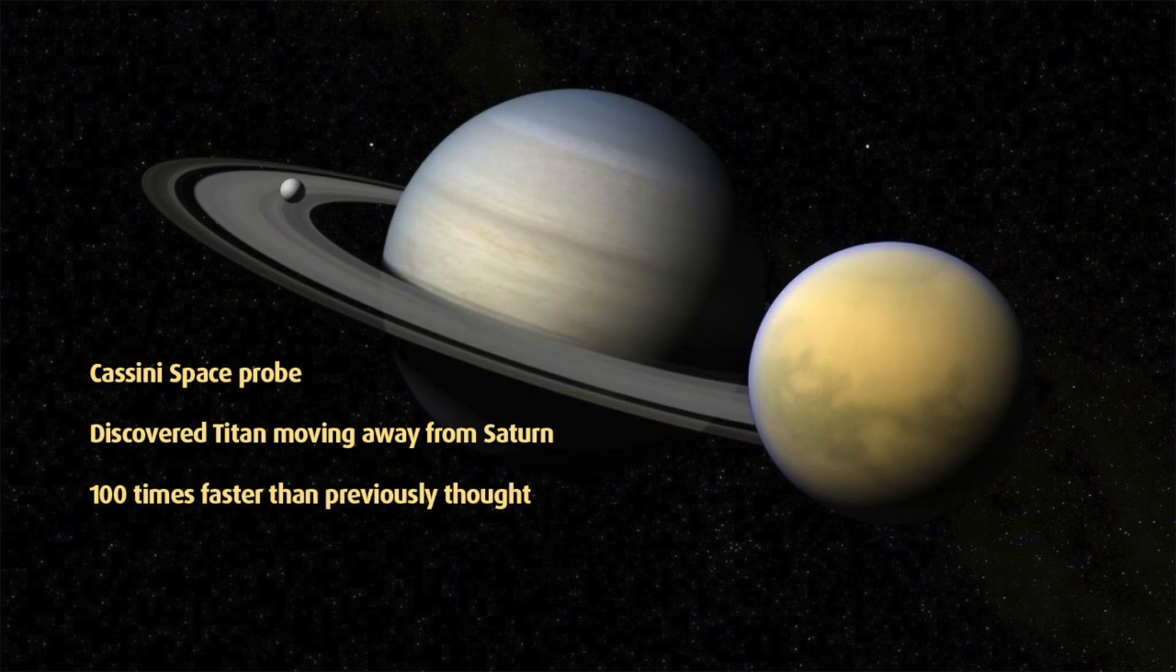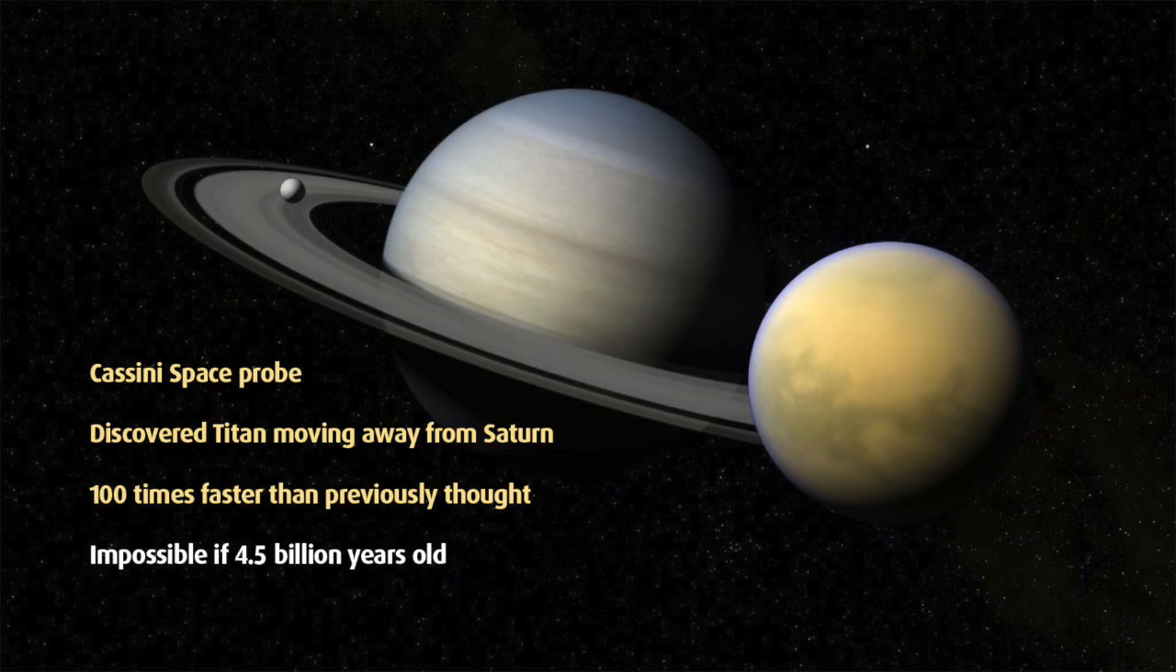Another thing the Cassini space probe discovered is that Titan is moving away from Saturn 100 times faster than was previously thought. So if you wind that backwards in time, then 4.5 billion years ago, you got some real difficulties with Titan being that close to Saturn.